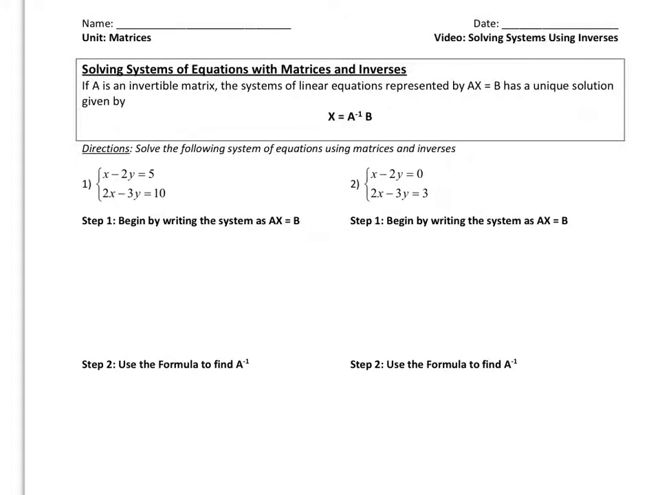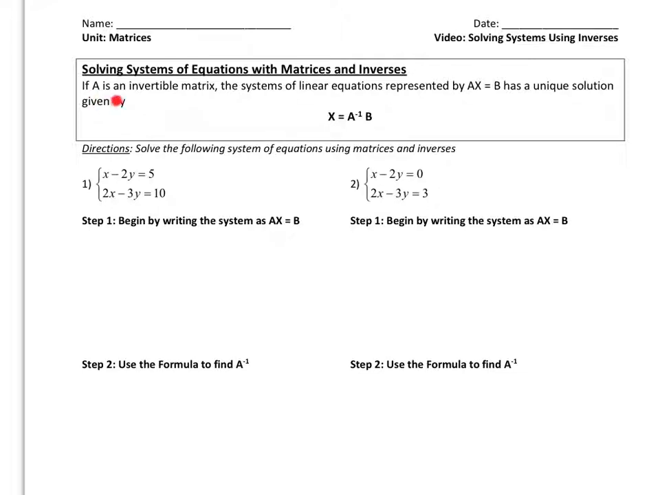Hi everyone, in today's lesson we're going to talk about solving systems of equations using inverses. So if we look at this first example right here, you already know how to solve this. Most of you would use elimination by multiplying this top equation by -2 and then we can solve for the x and y values. But there's actually a way that we can use matrices to help us solve these systems.